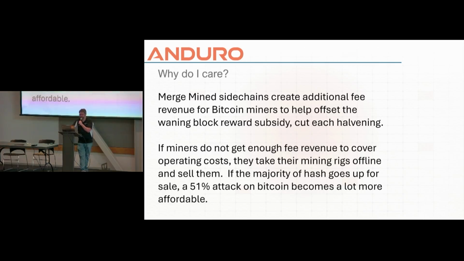He's floated a tail emission as a solution to this. I would rather not see the 21 million cap fall to a tail emission. I would much rather see us have Bitcoin as the hard store of value money that we have. And the only way to do that is to raise revenue for miners to continue SHA-256 hashing. And the only way that I see that occurring is through merge mining, specifically merge mined sidechains.